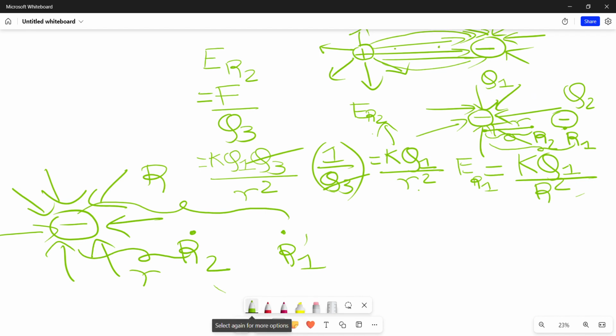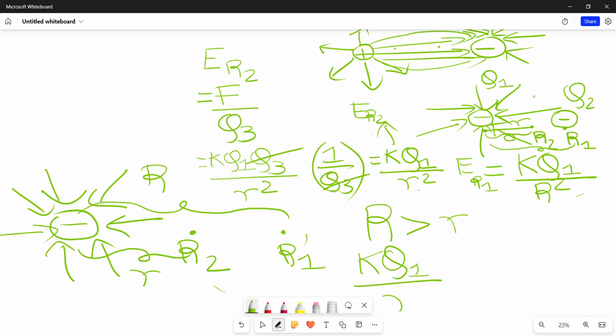So in that case, we know that capital R is greater than small r. So in which scenario is the E field stronger, at R2 or R1? I know that it is KQ1 over R squared at R2. Again KQ1 over capital R squared at R1. KQ1, they are the same, so I can just strike them out. I don't have to worry about it.